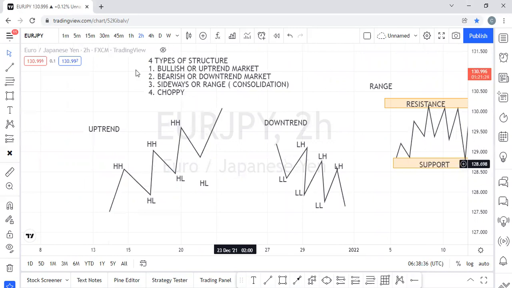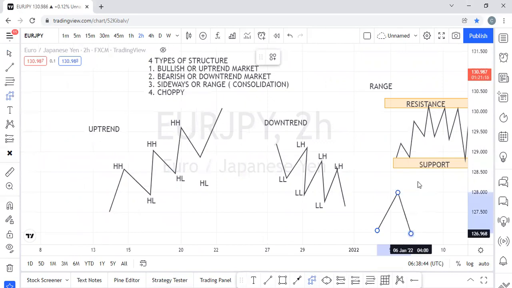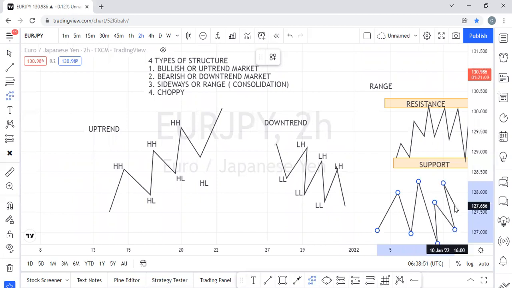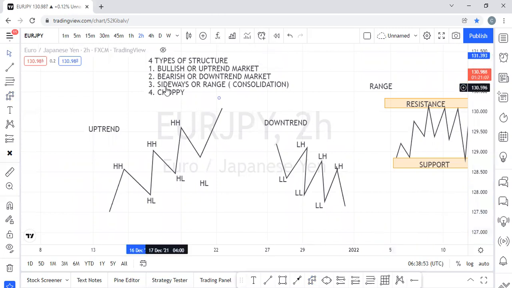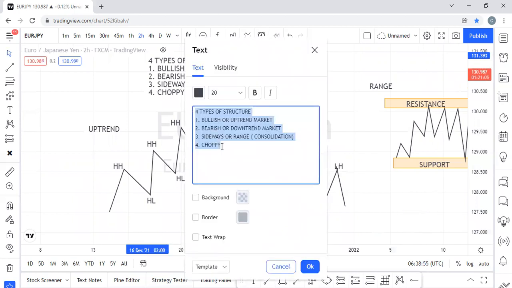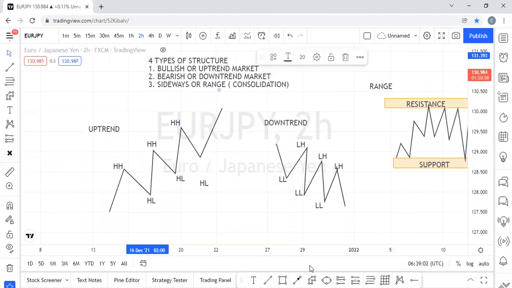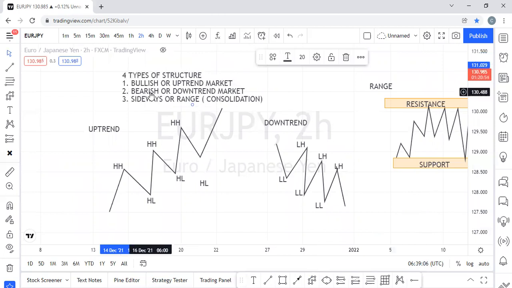Now, let us talk about the choppy market. The choppy market basically is not part of this. I just want to add it. The choppy market looks like this. It does not have a direction. The market goes up, comes down, goes up again, comes down. It's not going up, it's not going down. It's just random, up, down, left, right. You should not trade it. So these are the basic kinds of markets we have: the sideways range, bearish, and bullish market.